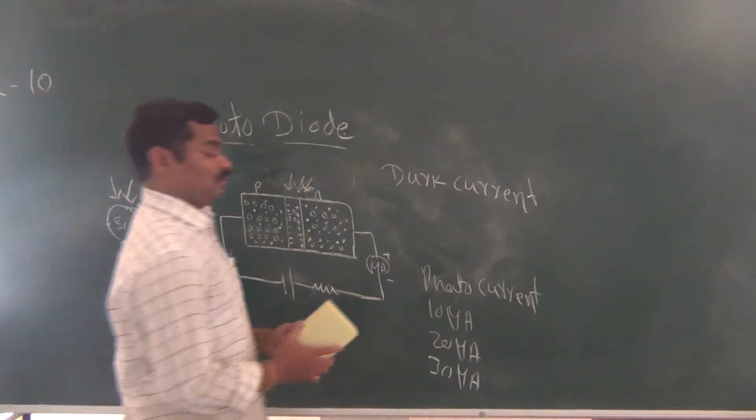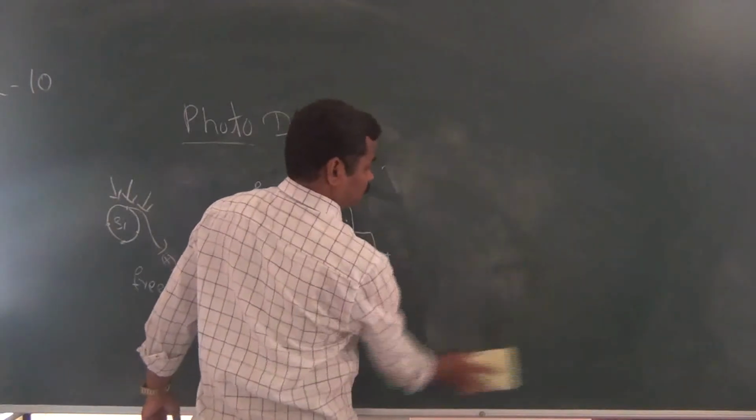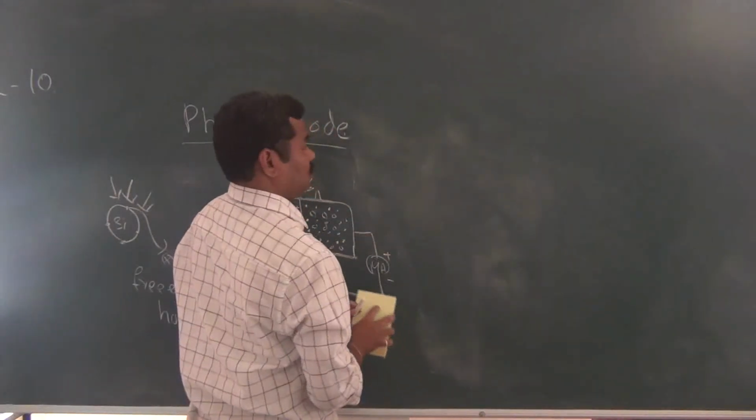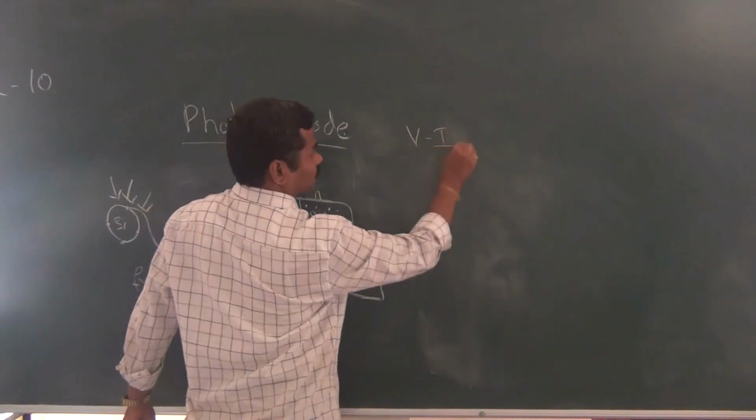And I will go for the VI characteristics. What are the VI characteristics of the photodiode?